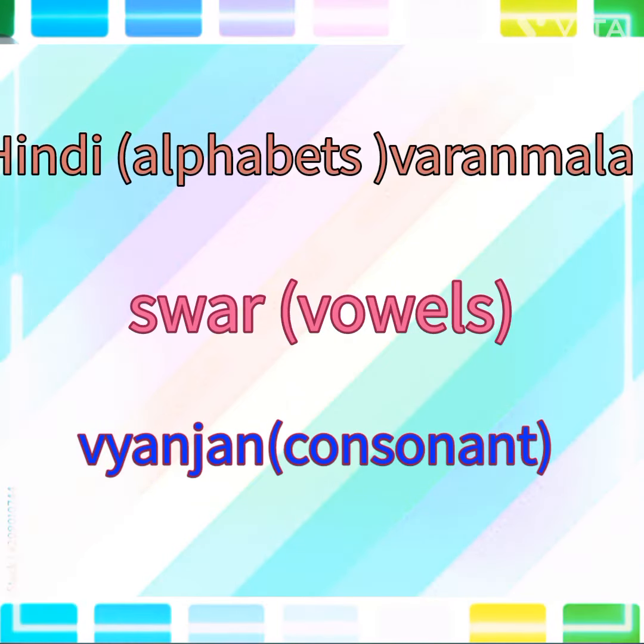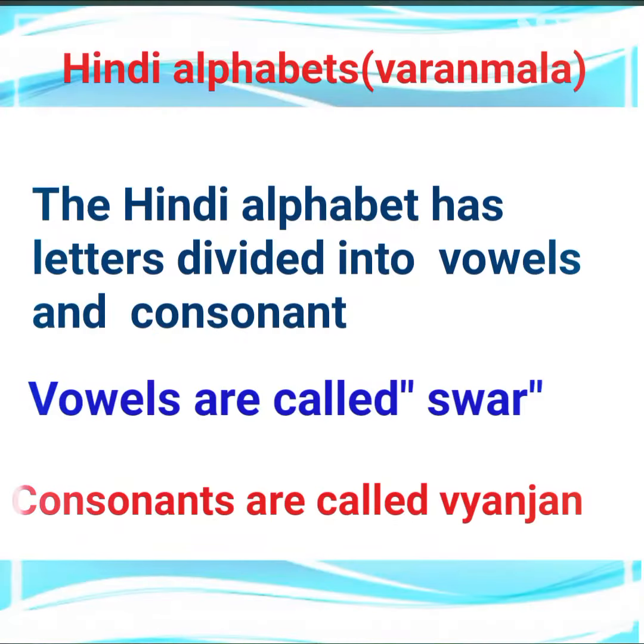Hindi alphabets. Hindi alphabets has letters divided into vowels and consonants. Vowels are called swar and consonants are called vyanjans.